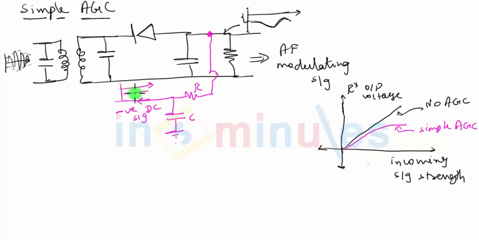So if the incoming signal is very strong, then the negative DC that we extract will also be large. If the incoming signal is very weak, then the negative DC that we extract will be very small. So in simple words, by extracting the negative DC from the demodulated signal, we are able to read the incoming signal amplitude. I repeat, if the incoming signal is very strong, then the negative DC will be large. If the incoming signal is weak, then the negative DC will be small.